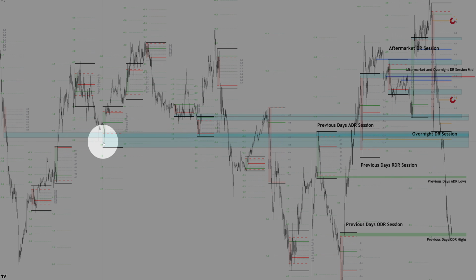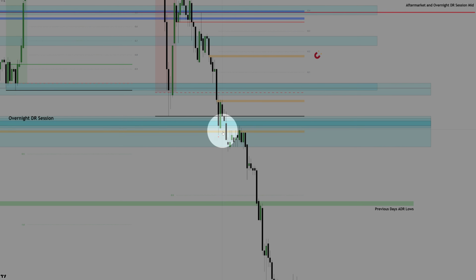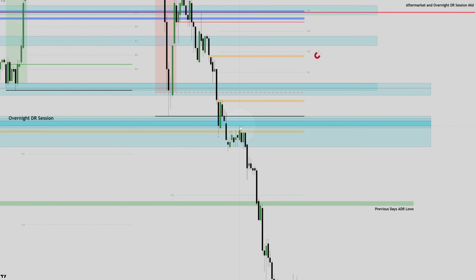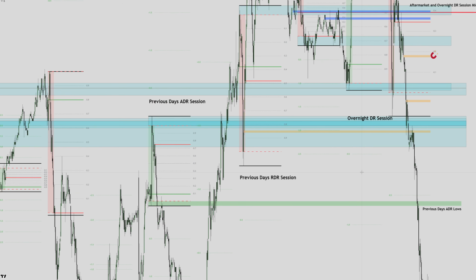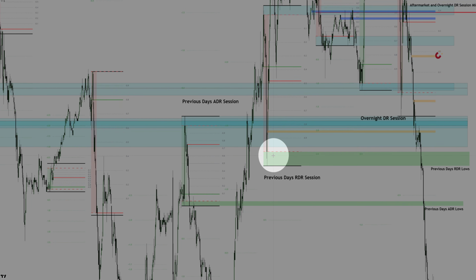Here's another important observation. If you ever want confirmation that price is moving in the right direction, look at how it reacts to broken IDR session levels. The behavior tells you everything.